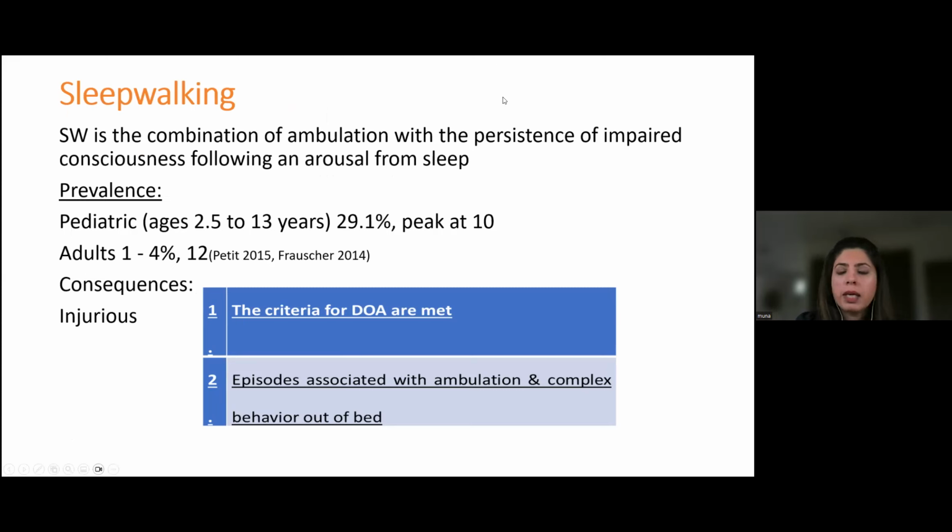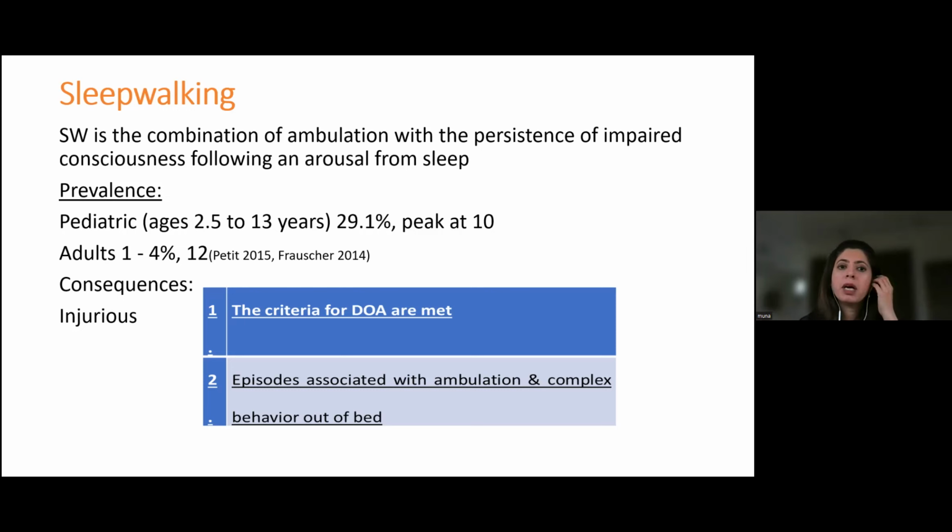So now let's talk about sleepwalking. Sleepwalking is a combination of impaired consciousness and an episode emanating from sleep, a partial arousal from sleep. The person gets up from sleep. It may look to the bystander like he's awake, but the thinking, the higher cortical neurons, are still sleeping, while the motor area of the brain is active. So that results in a walking episode. Sleepwalking is a combination of ambulation with persistence of impaired consciousness after a partial arousal.